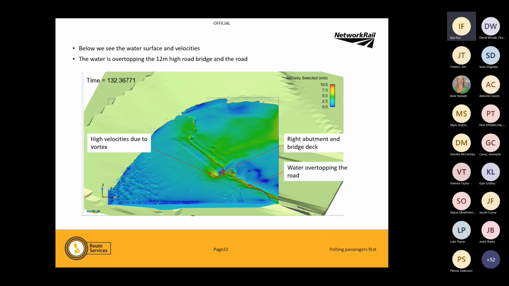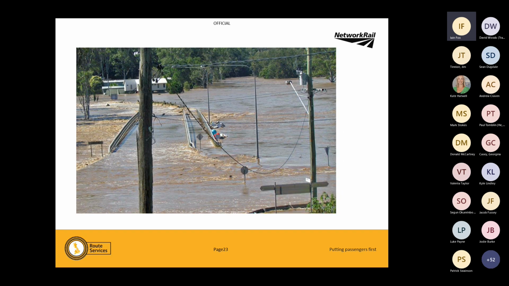And they sent back this photograph. So that is the same road bridge, 12 meters high, and it's overtopping. And they basically went, no, that's exactly what happens. Carry on. Tell us what else happens, please. So we can see what's going on.